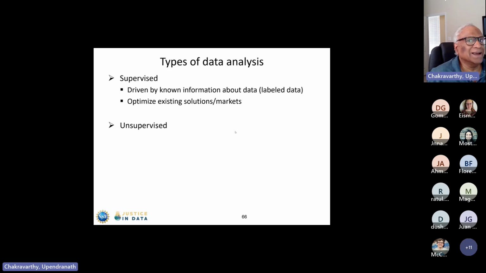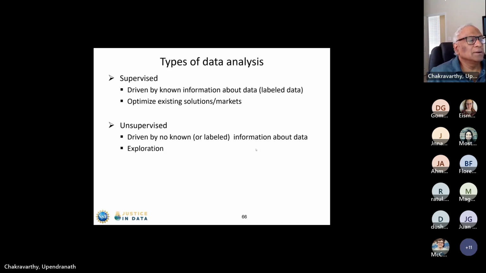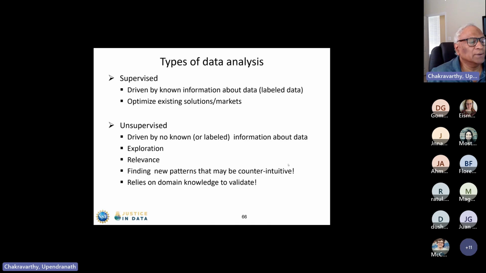Unsupervised essentially says that I don't have ground truth, but I still want to get some meaningful information or inference from the data, driven by no known information about it. It's more of an exploration, finding new patterns. A good example we use is clustering. You don't know how many clusters there are in a given set of points, so you have to experiment with different ones and see which one makes sense.